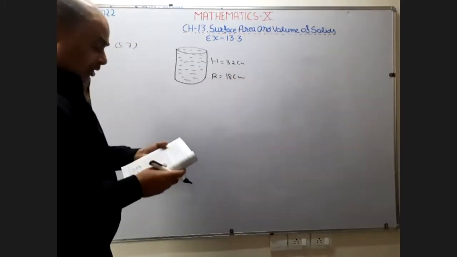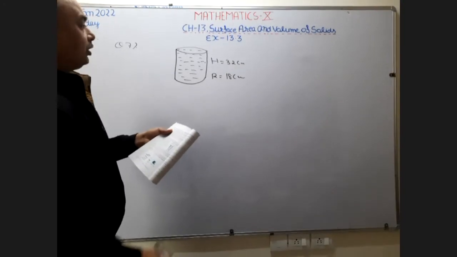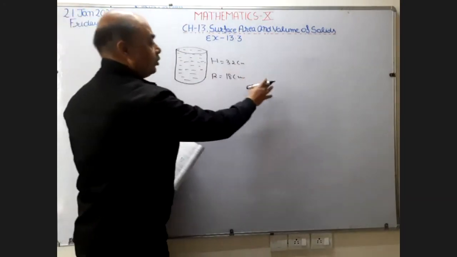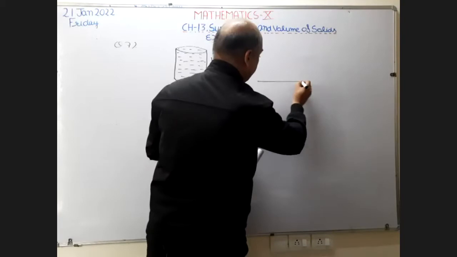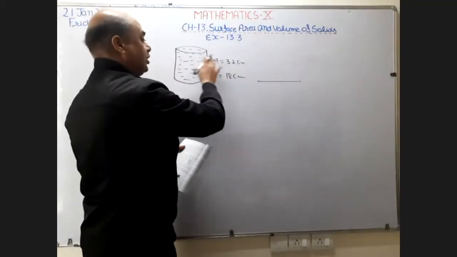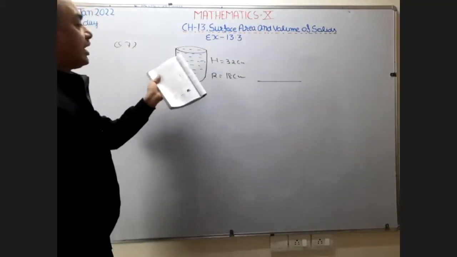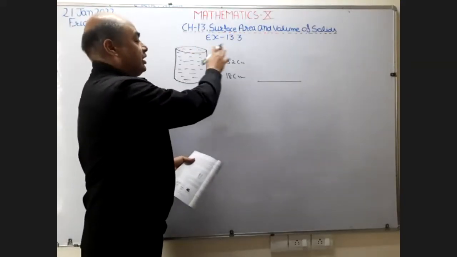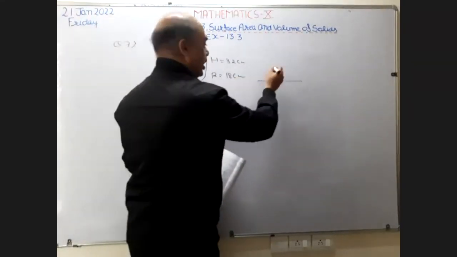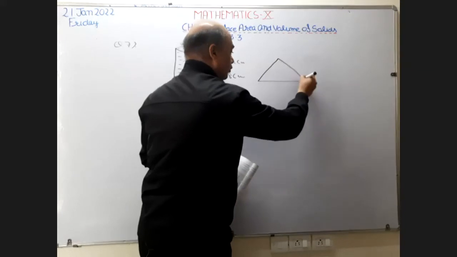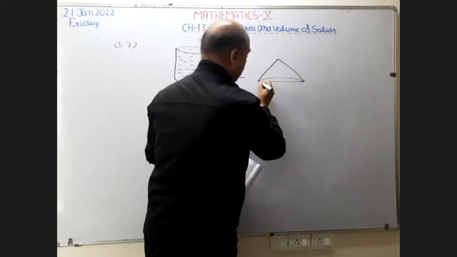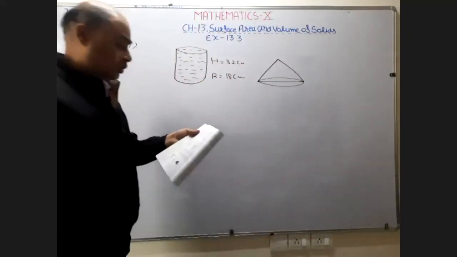Now next, this bucket is emptied on the ground. Now I want to empty this bucket on the ground. So this is your ground level. I want to empty this sand on the ground. When we empty this sand from this cylinder on the ground, the shape made by this sand is going to be conical. It is given. Read your question.